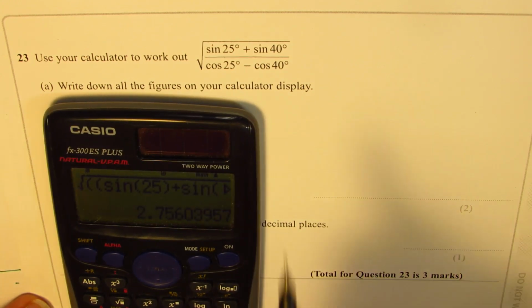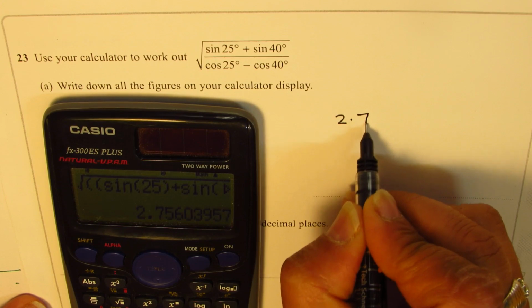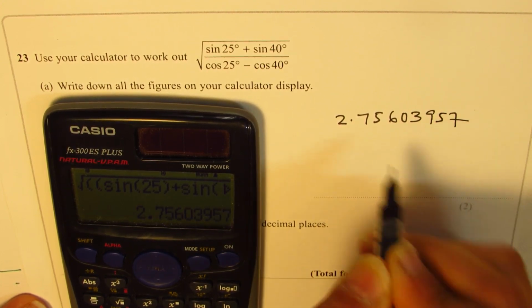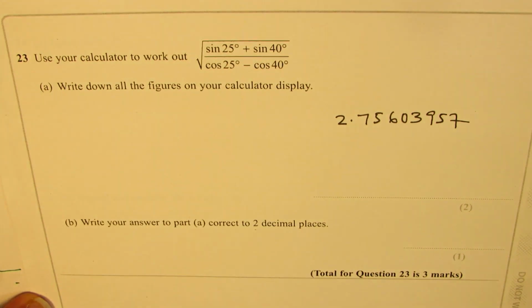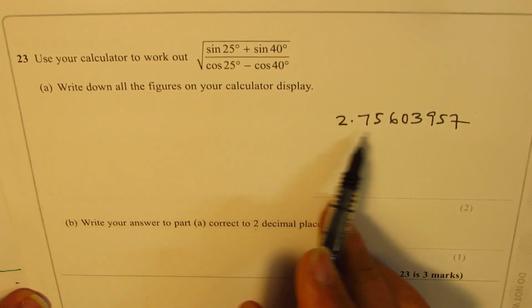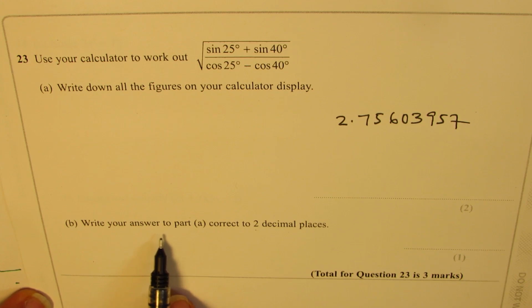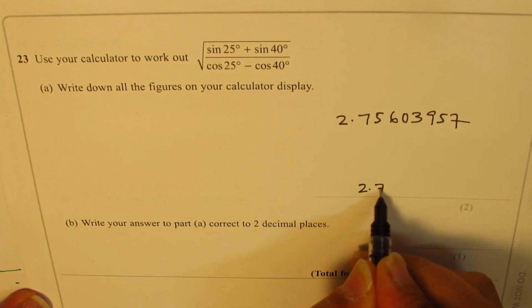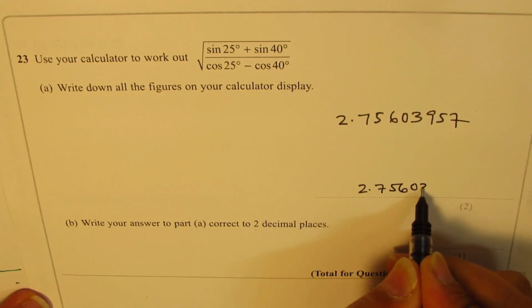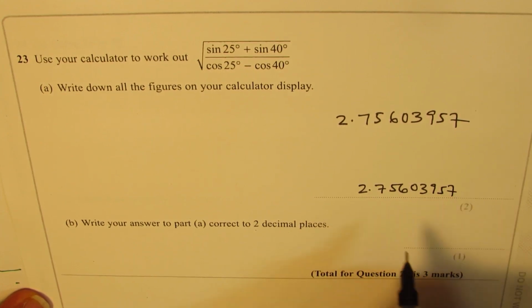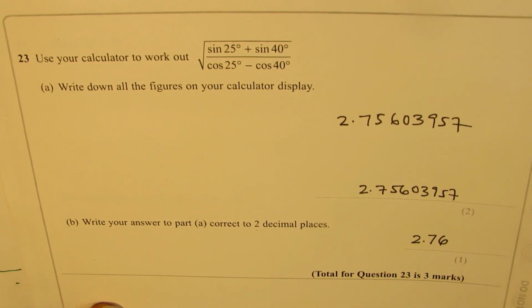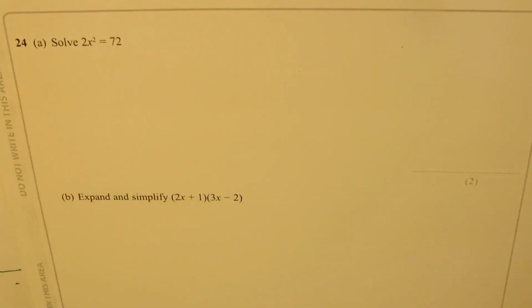of 2.75603957, right? That's what the calculator shows. Write down all the figures, this is what we get. Write down your answer correct to 2 decimal places. So this is what will come here, 2.75603957, rounded to 2 decimal places, 2.76, right?